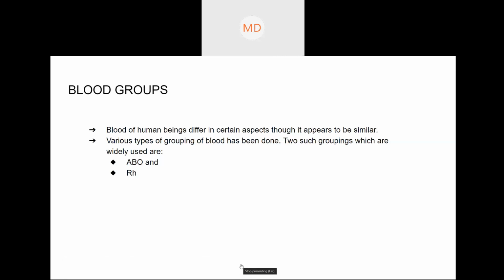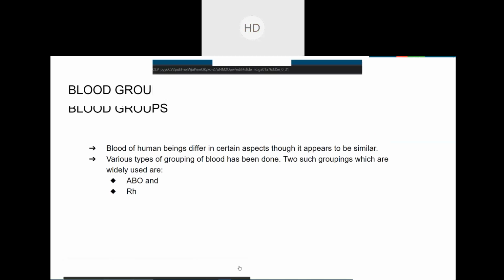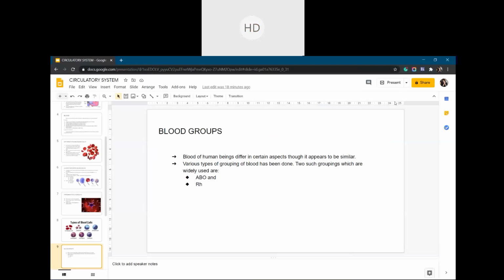AB negative. O negative. A positive, A negative, B positive, B negative. And again, then negative and positive. A, B, AB, O. Yes, it is right. AB negative.